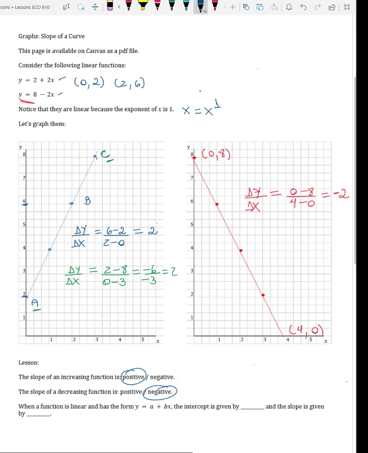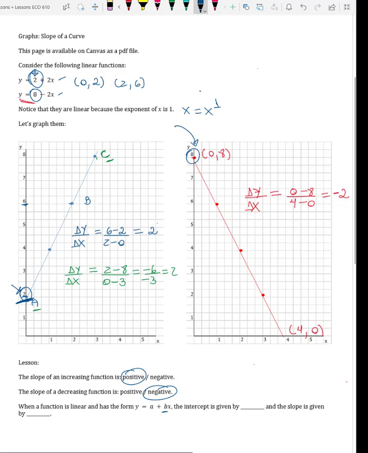Also, notice that when a function is linear, I can write it in the following form: y equals a plus bx. a, which is the number that is not multiplying x, is called the intercept. It is just the number where the curve is crossing the y-axis. In the first example it is 2. And in the second example, the intercept is 8. This number here is always going to be where the curve crosses the y-axis.